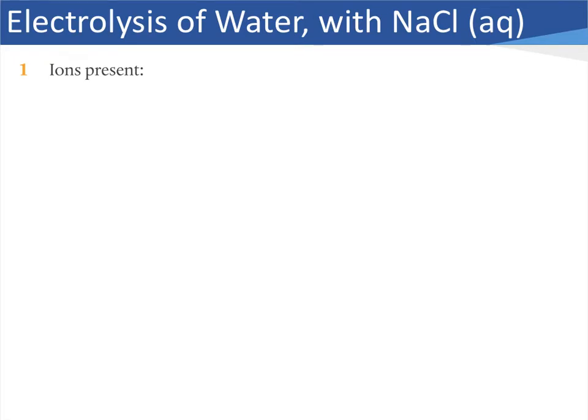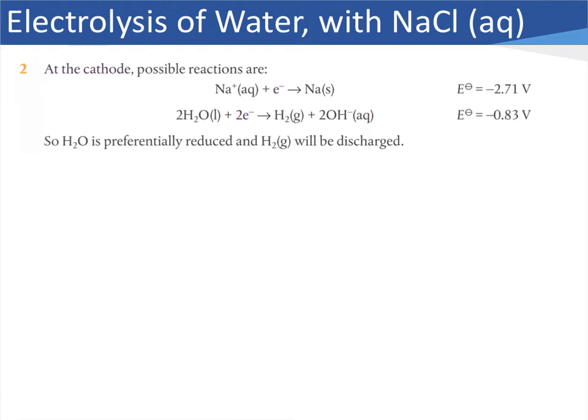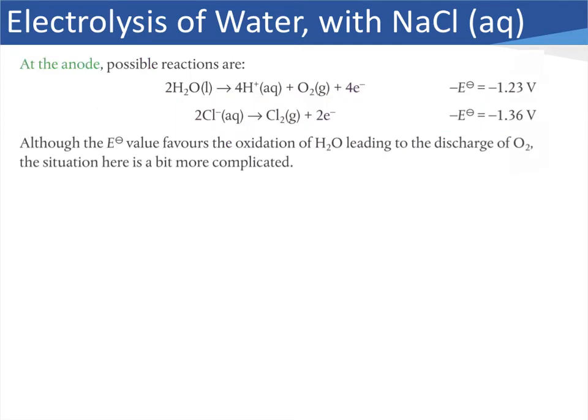Let's look at what if I had dilute sodium chloride. I would have sodium ions present and I would have chloride ions present. We already know that the sodium is not preferentially reduced, so I'm going to produce hydrogen gas at the cathode. In terms of possible reactions at the anode, water can be oxidized to form oxygen gas, or chloride ions can be oxidized to form chlorine gas. Based on the values, the values favor the oxidation of water. However, it's a bit more complicated.